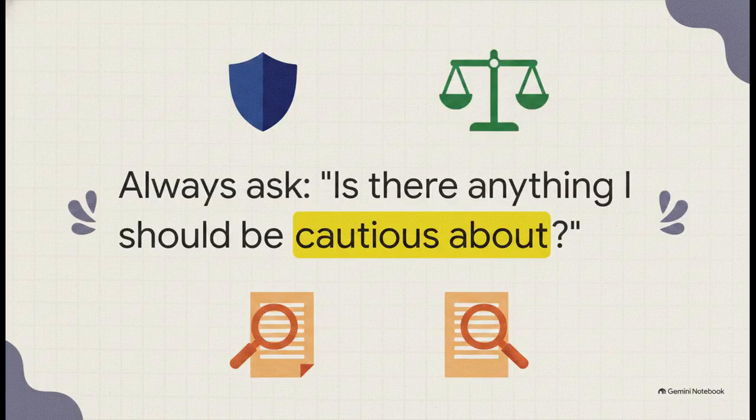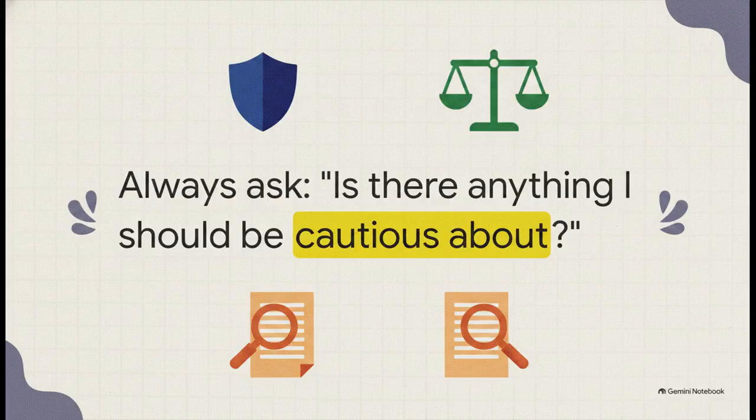Now, I do want to highlight a vital tip straight from our source guide. Whenever you ask the AI for advice or an explanation, always follow up your conversation with this simple prompt. Is there anything I should be cautious about? This is such a smart habit, really, because it ensures you're getting a balanced, honest view. The AI will then list potential downsides or things you might want to double check, giving you a much safer and well-rounded perspective.